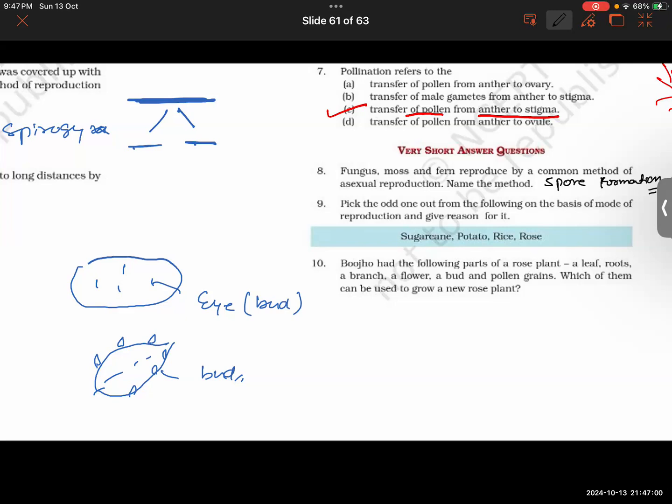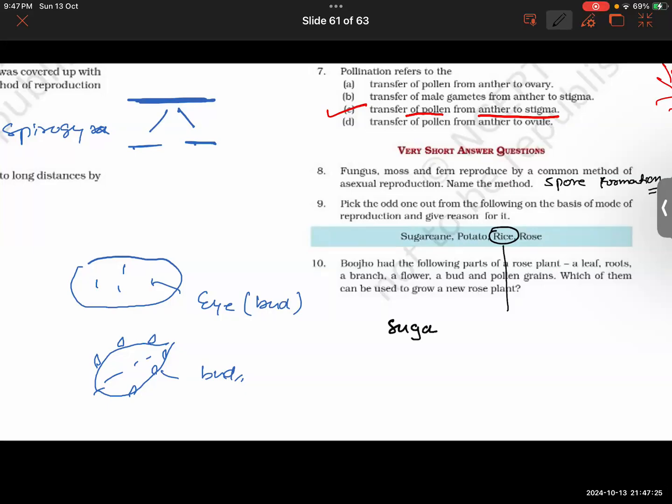Sir, do we have to mention the method of the asexual reproduction they do? You can do so also, but basically you have to pick the odd one. Yes? Sir, I also think it's rose. No. How is it rose? You guys didn't look at the rice here.